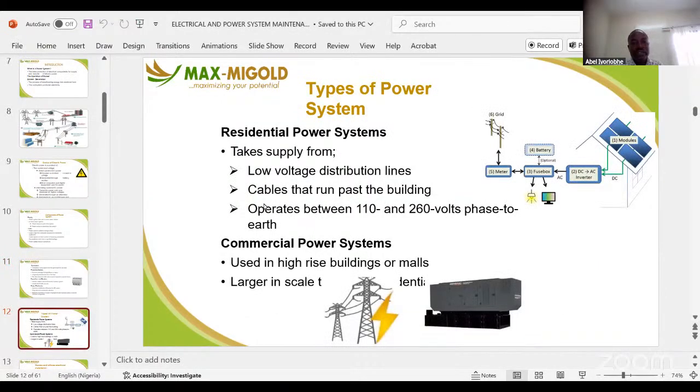So we have the residential power system. It takes supply from low voltage, like the one we see in our street. They are called low voltage. We have high, medium, and low voltage. They run past the building. They operate between 110 and 260 volts, as the case may be. But here in Nigeria, we make use of 220 and 240. Anything outside this is plus or minus 5% of the nominal voltage.